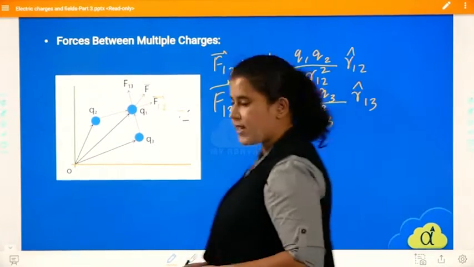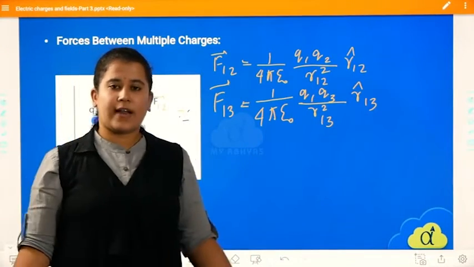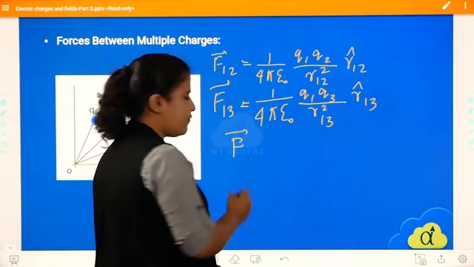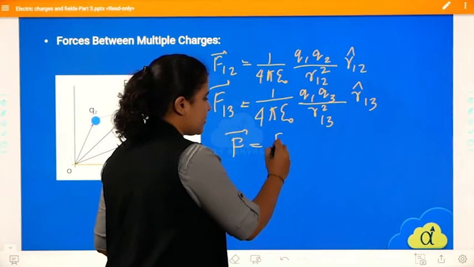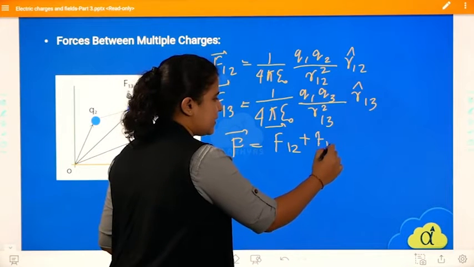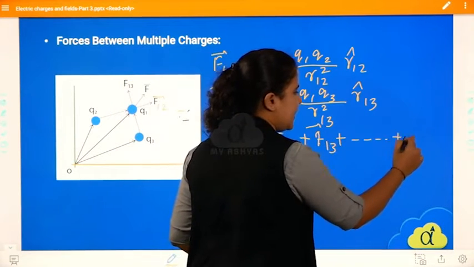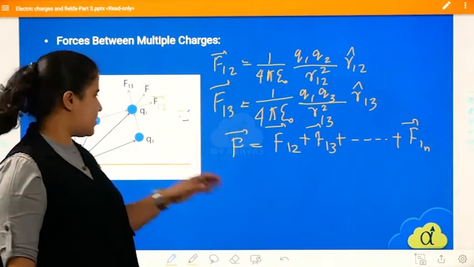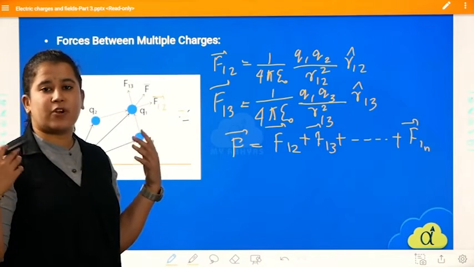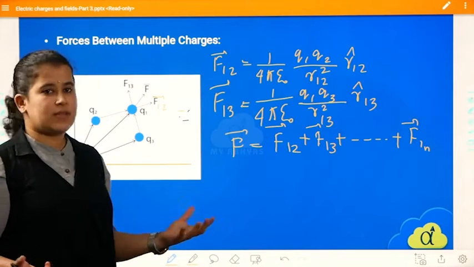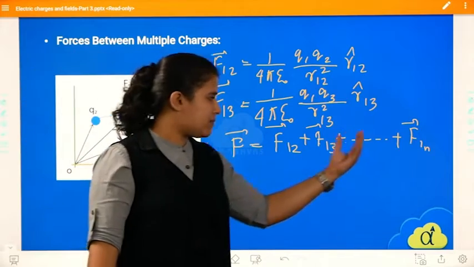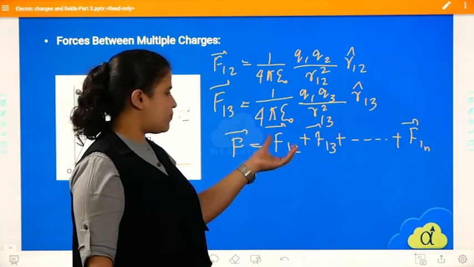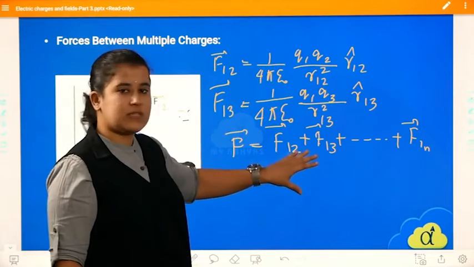Clear? So now next, what do I have to do? I have to find out the resultant, by the superposition principle. That is nothing but the force F, which will be equal to the forces F12 plus F13 plus so on till F1n. Right? This n will be changing because there may be a number of charges, like an infinite number of charges may be there. So that is why in a certain place we put an n.